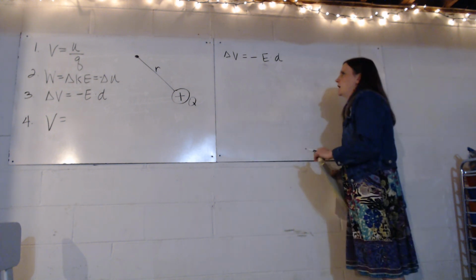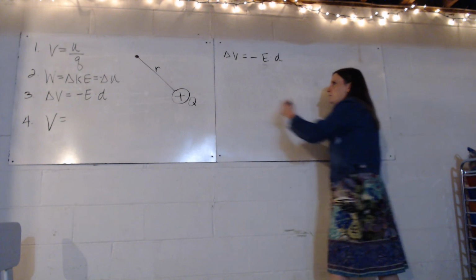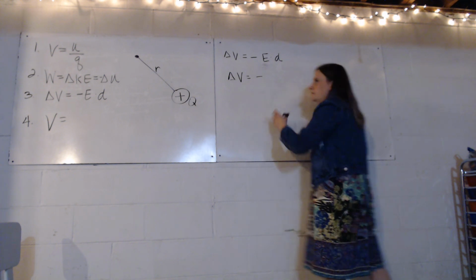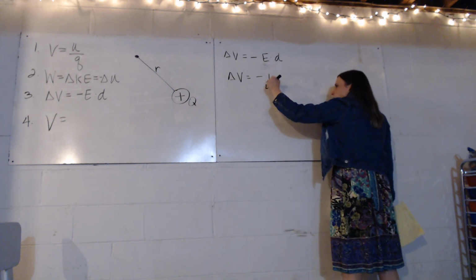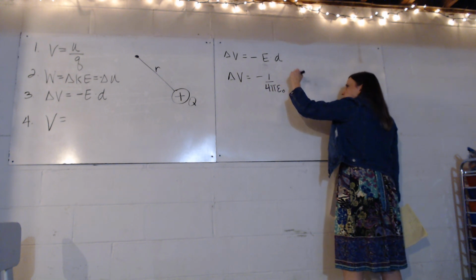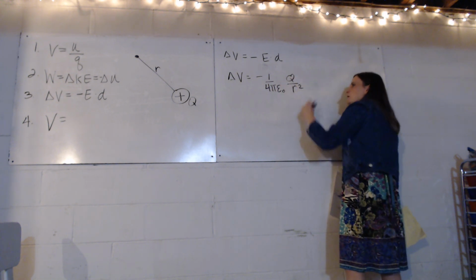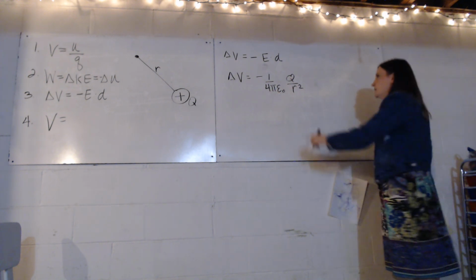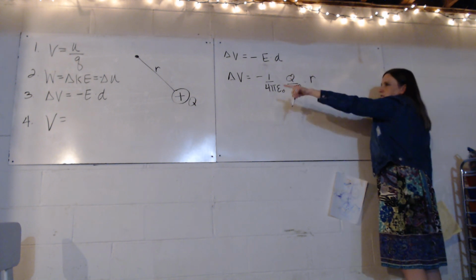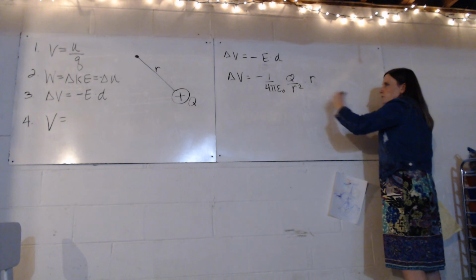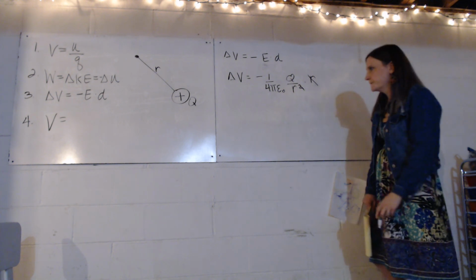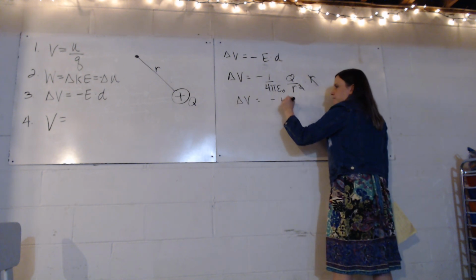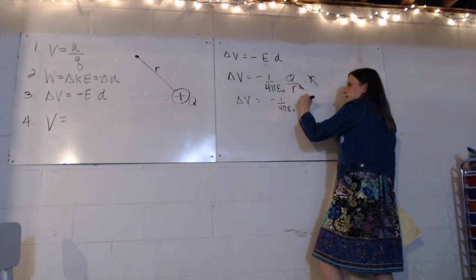So for this particular problem, we're going to say delta V is equal to, and again, this is not how to solve a problem, just deriving something, negative E. E for a point particle is 1 over 4 pi epsilon naught times Q over r squared. You could call this k as well. 1 over 4 pi epsilon naught and k are the same thing, remember? And if I'm the distance d, well, I call that distance r on my picture, and we often do. So what we see is one of the r's cancels, right? So my change in electric potential is equal to negative 1 over 4 pi epsilon naught times Q over r.